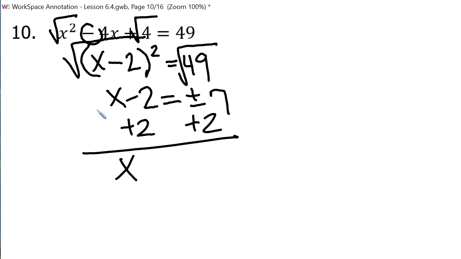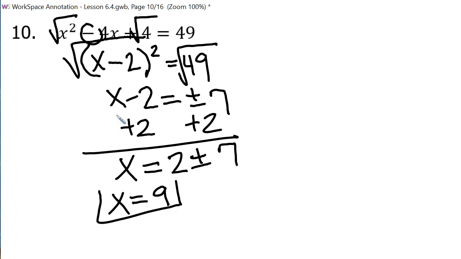So that would be x equals, put the plus or minus at the back, so I'm putting the 2 out front and the plus or minus 7 at the back. Now I can get my two answers. To get the first answer, do the addition, so it's 2 plus 7, which is 9. To get the second answer, do the subtraction, which is 2 minus 7, negative 5. So 9 and negative 5.